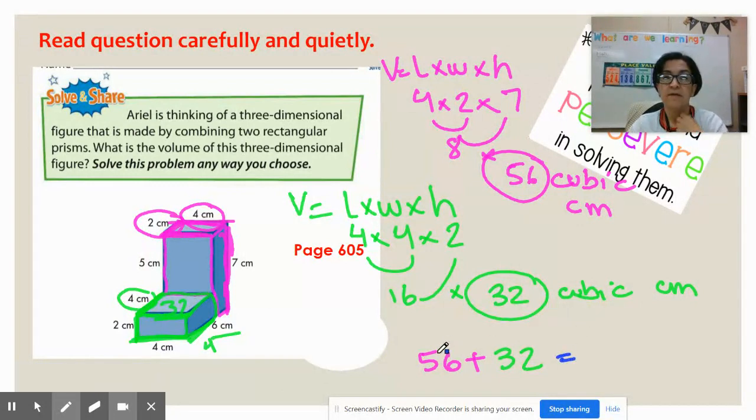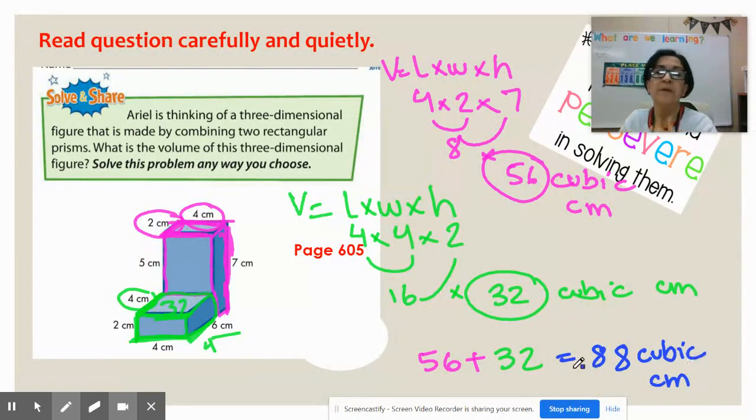So it's 50 plus 30 is 80. 6 plus 2 is 8. So it's 88 cubic centimeters would be your answer to this picture.